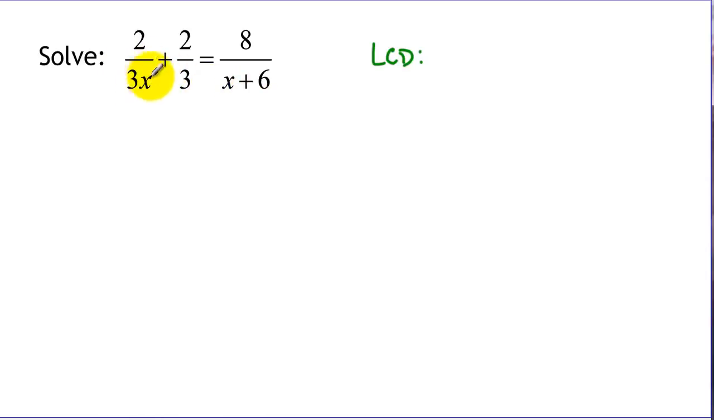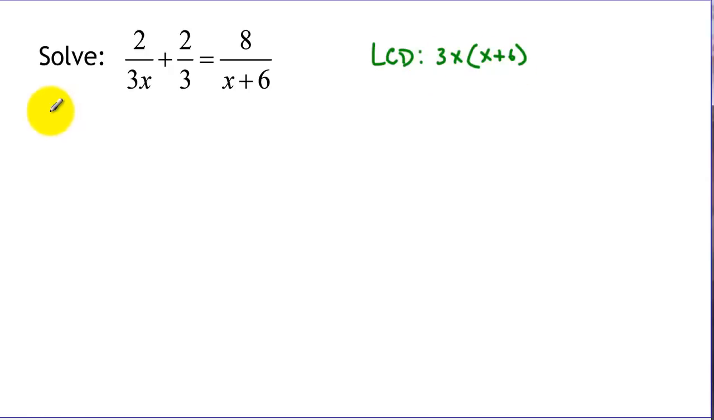To cancel this denominator, we need a factor of 3x. To cancel this denominator, we need a factor of 3. But we already have that, so I don't need to put another 3 in. To cancel this, we need a factor of x plus 6 in our LCD. We don't have an x plus 6 here, so I have to add it. So in factored form, this is our LCD.